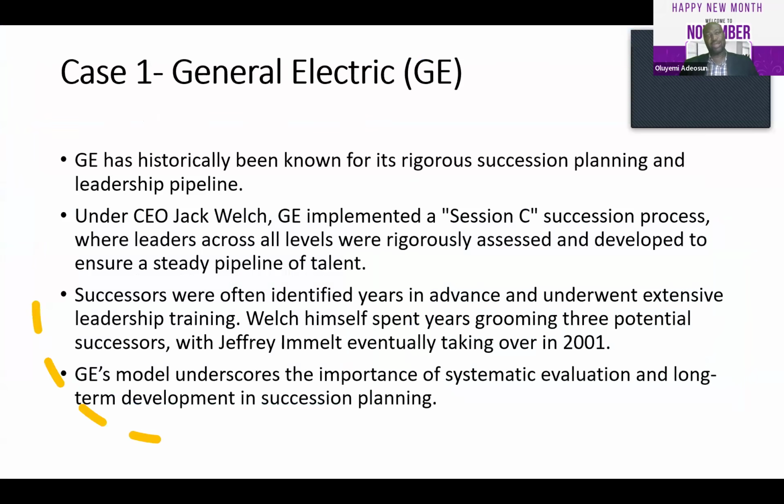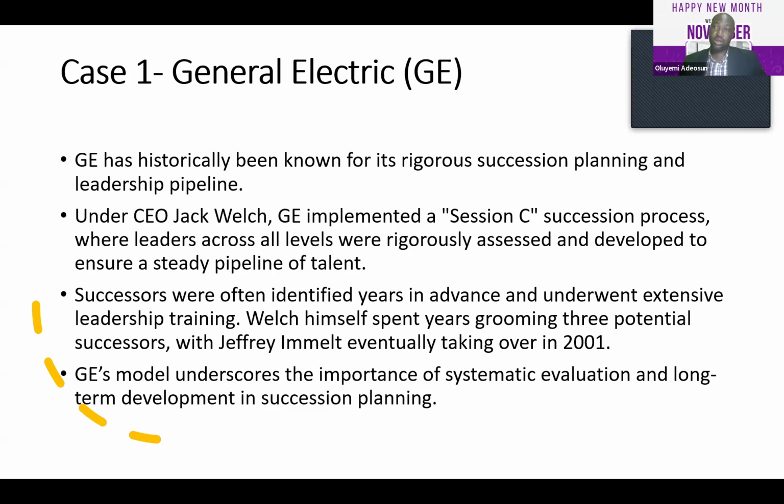The first case study I'd like to call up is from General Electric. For some of you that know me, I read a lot. I buy books, I read, and these are habits I've held on to since forever. One of the authors I've read the most from the business perspective is Jack Welch. I remember at the time I had three or four of his books. I read them back to back multiple times. Now, General Electric is historically known for having a rigorous succession planning and leadership pipeline.